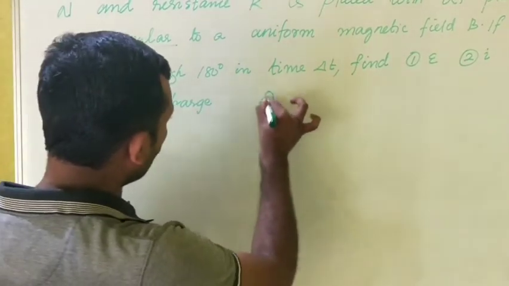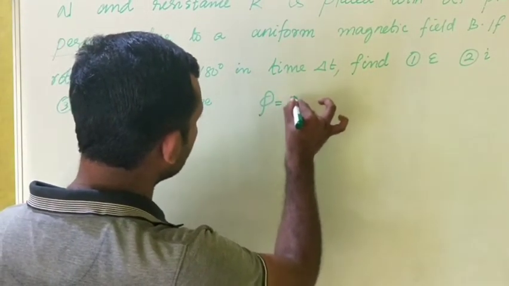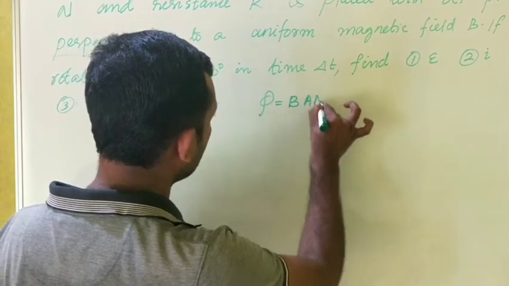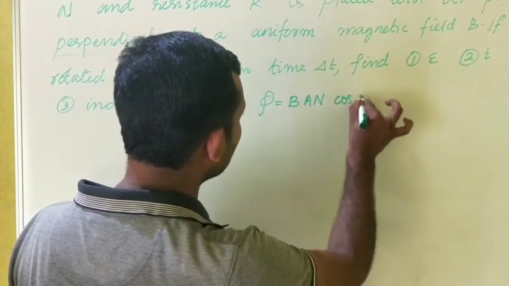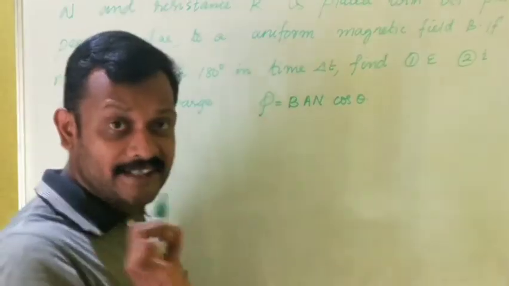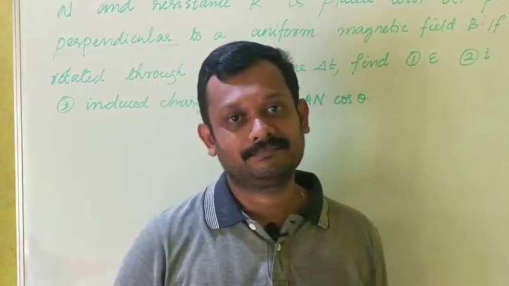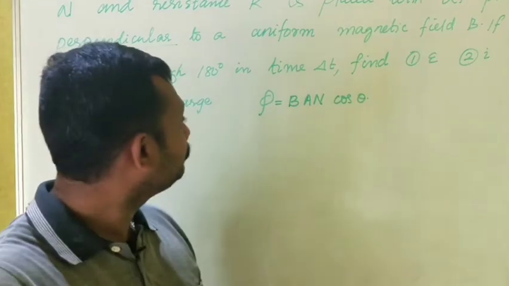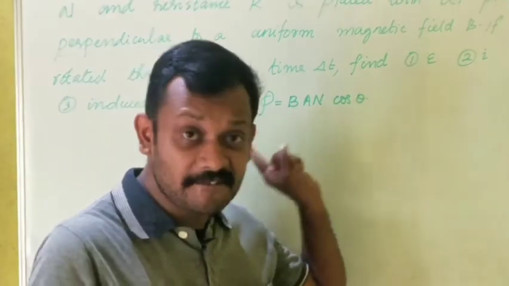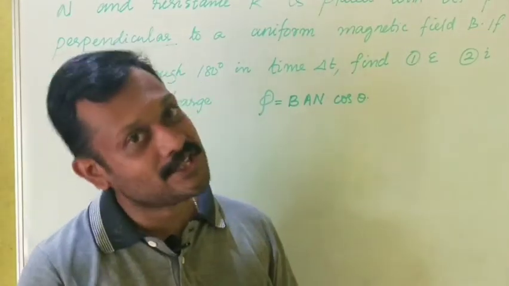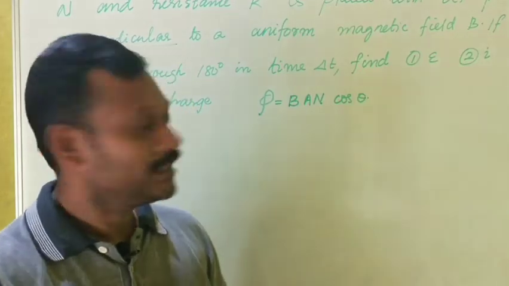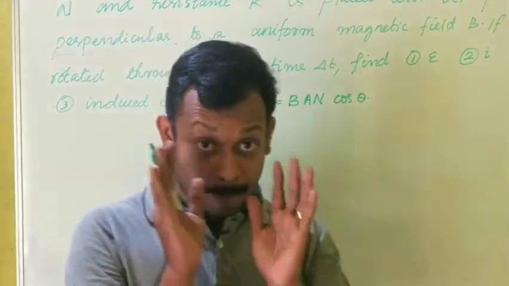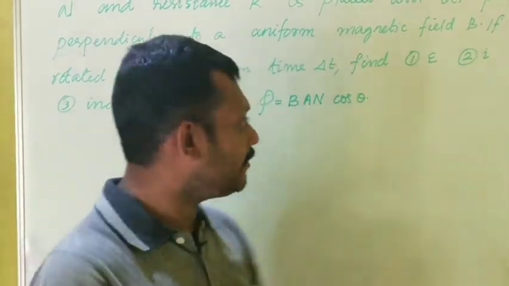We have the formula for magnetic flux phi is equal to BAN cos theta. What is theta here? Theta is the angle between magnetic field vector and area vector.